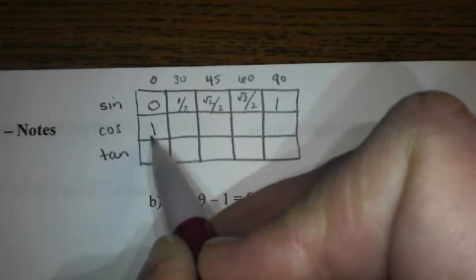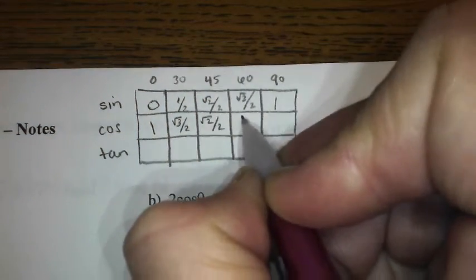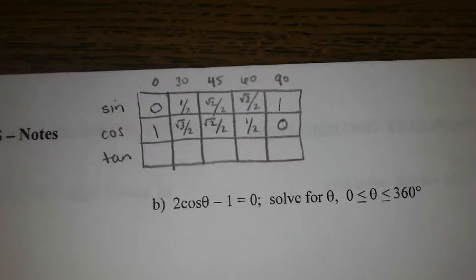So root 4 divided by 2, which is 1. Root 3 divided by 2. Root 2 divided by 2. Root 1 divided by 2. And 0. And then how do you get tangent?